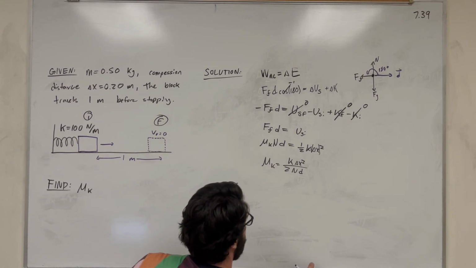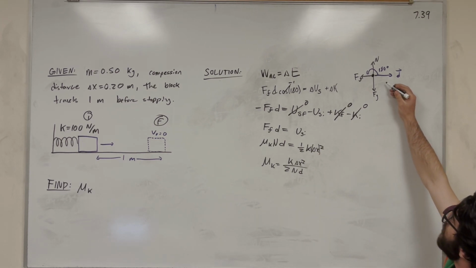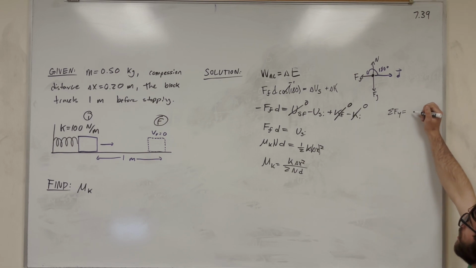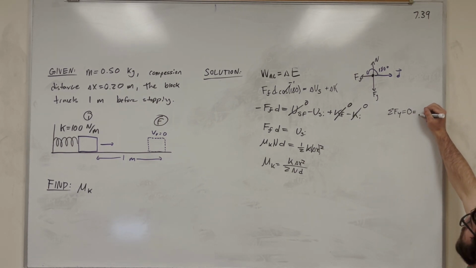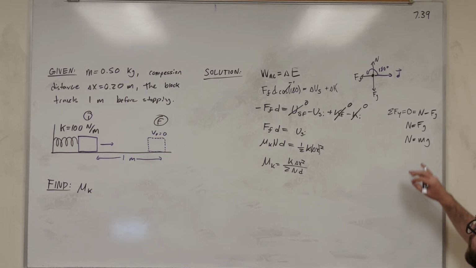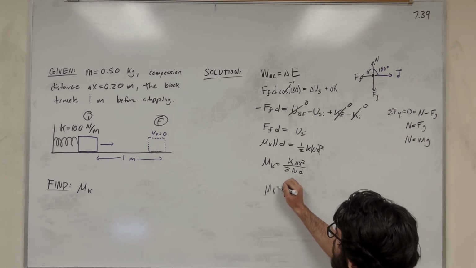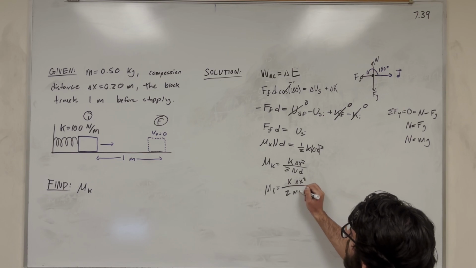Also, let's look at our free body diagram because we don't know what normal force is. We know what everything else is. So if we look at this, we can take the sum of the forces in the y, and we know it's equal to 0 because we're not accelerating up or down. And so what do we have? Well, we have normal minus force of gravity. So you go here, you get normal is equal to force of gravity. And of course, force of gravity is mass times gravity. So we can plug that in here. So we're going to get mu sub k is equal to k delta x squared over 2 mass gravity distance.